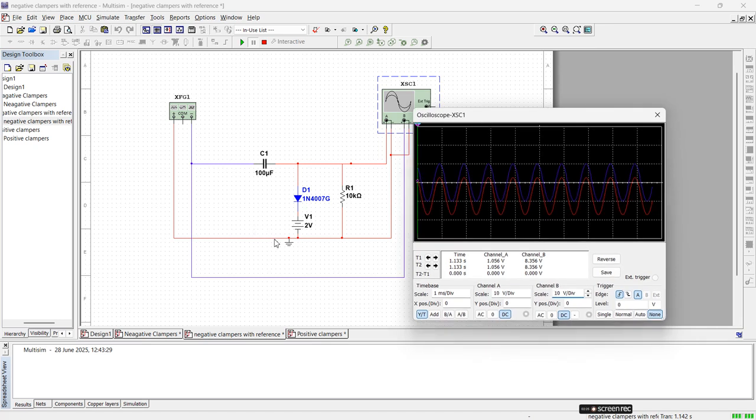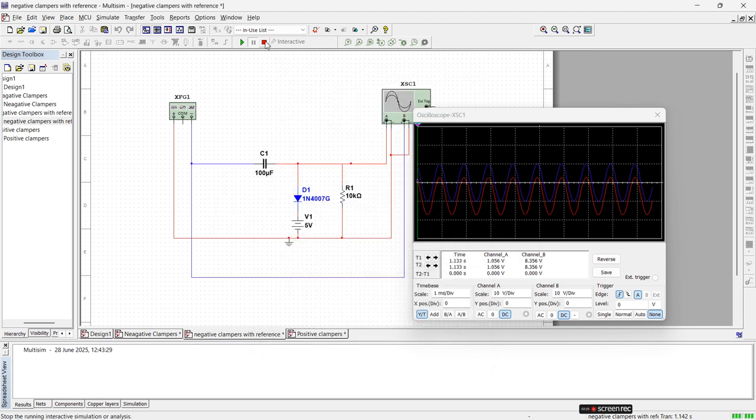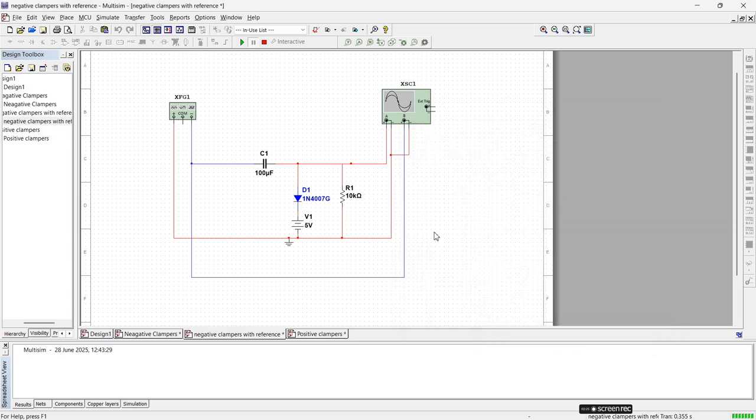So if voltage increases, the signal is shifted from down to upside. You will observe, the signal is shifted from down to upside. Okay, so thank you. I hope all of you understood clamper circuits, and thank you for watching. Thank you so much.